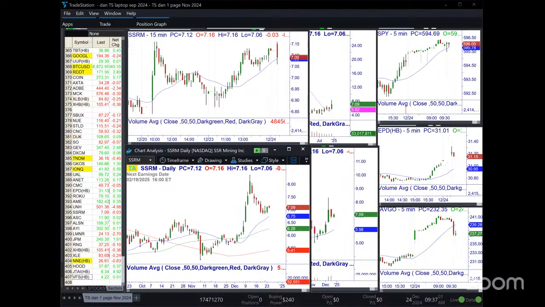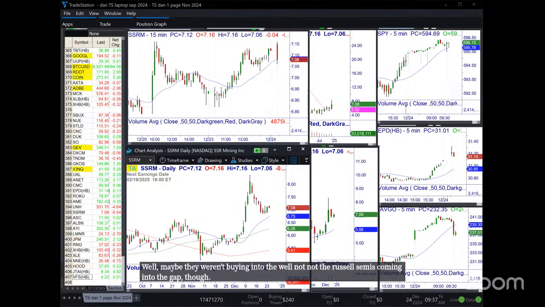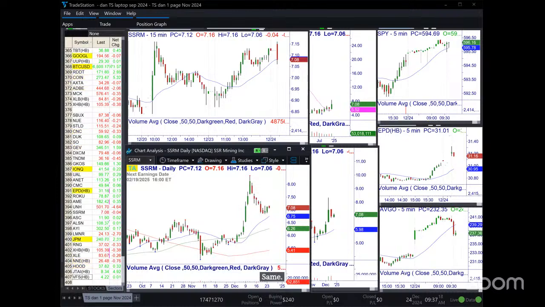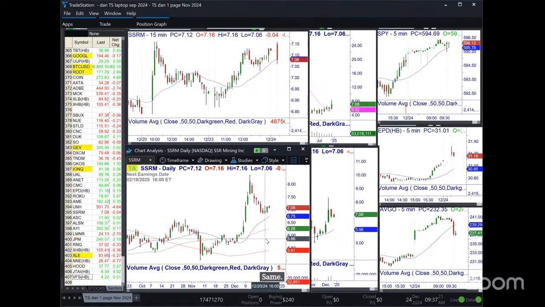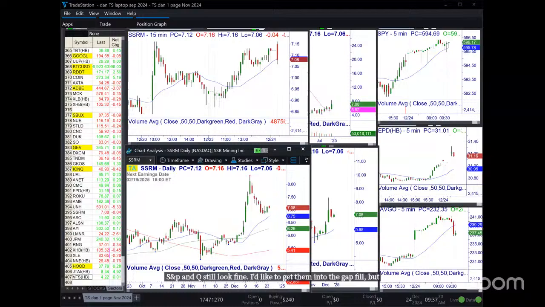The Russell gapped up and collapsed. Stocks, semis, well, maybe they're worth buying into, not the Russell. Semis coming into the gap, so same. S&P and Q still look fine. I'd like to get them into the gap fill, but might not get that since they gapped up here.